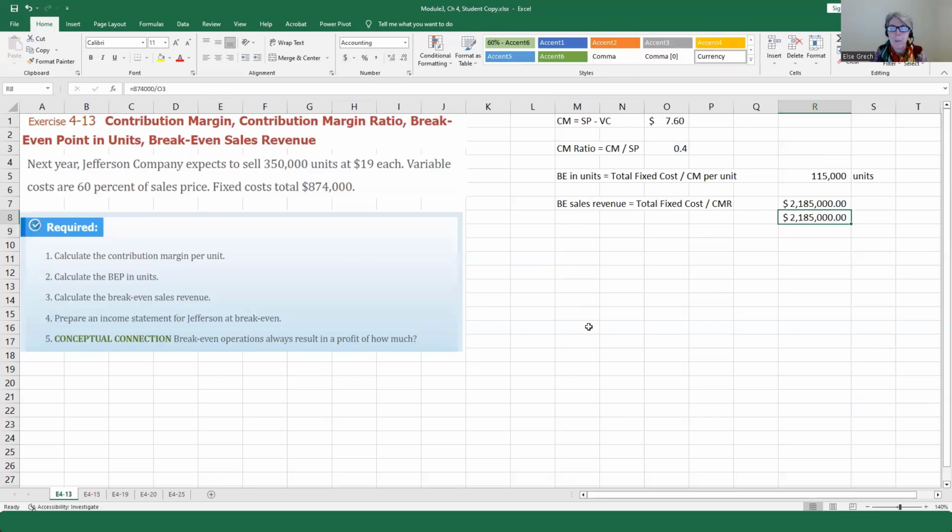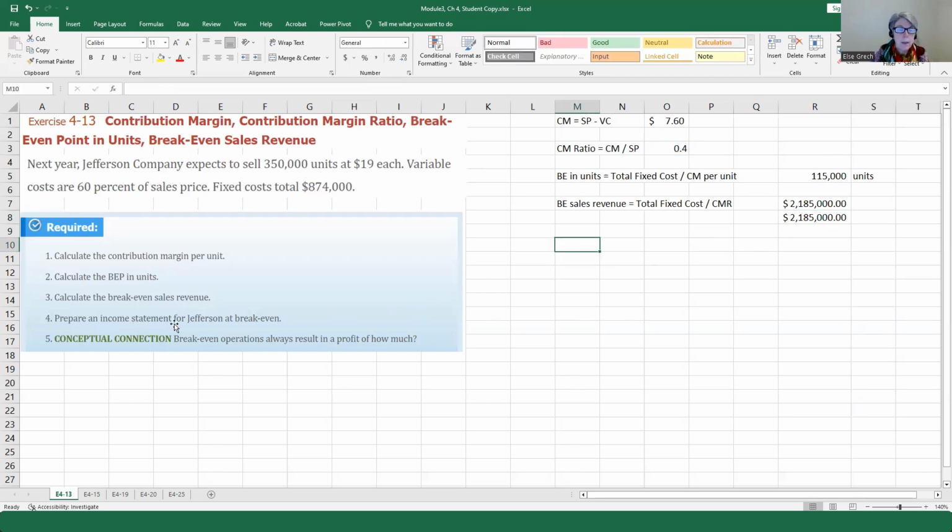2,185,000, exactly the same. So you'll notice there's two ways to calculate it. A shortcut, if you've already calculated the units, you simply have to multiply it by the selling price. If you have the selling price. If you don't have the selling price, you're going to have to use this formula. So now, what else do they say?